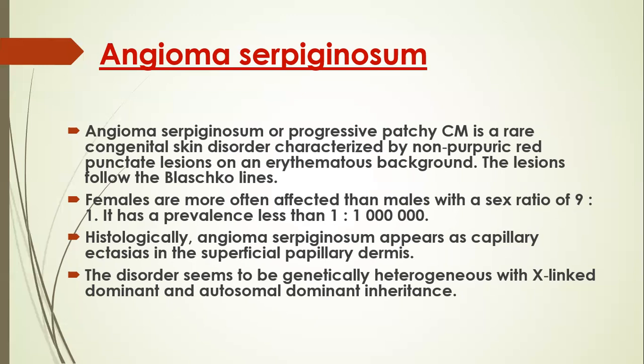Histologically, angioma serpiginosum appears as capillary ectasis in the superficial papillary dermis. The disorder seems to be genetically heterogeneous with X-linked dominant and autosomal dominant inheritance. X-linked dominant inheritance is prominent, that is why the frequency is more in females.